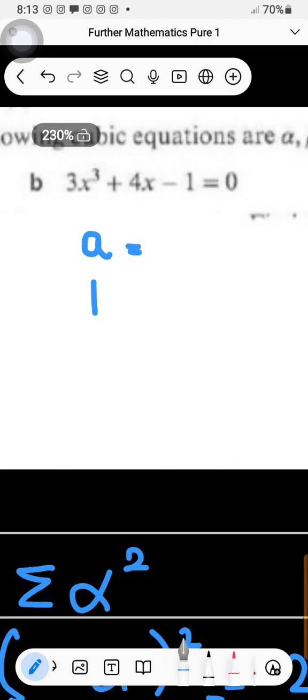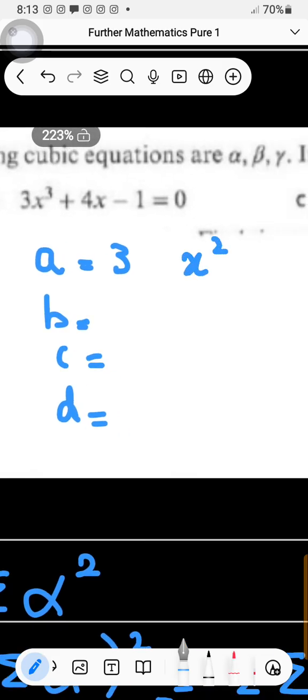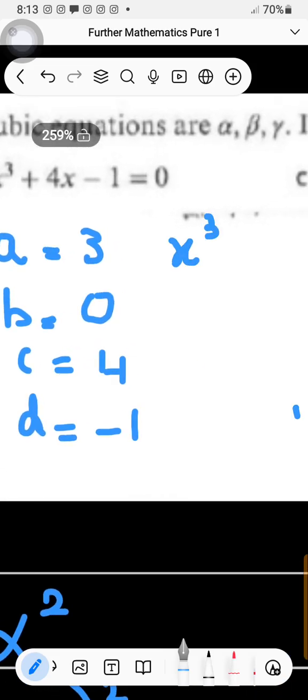We have to write what is A, what is B, what is C, and what is D from this equation. The A is 3. B is the coefficient with x square, so there is nothing, the x square doesn't exist in this equation, so B is 0. The C is the coefficient with x, so it is 4, and D is a constant. It is a coefficient of x cube, a coefficient of x square, a coefficient of x, and this is a constant.